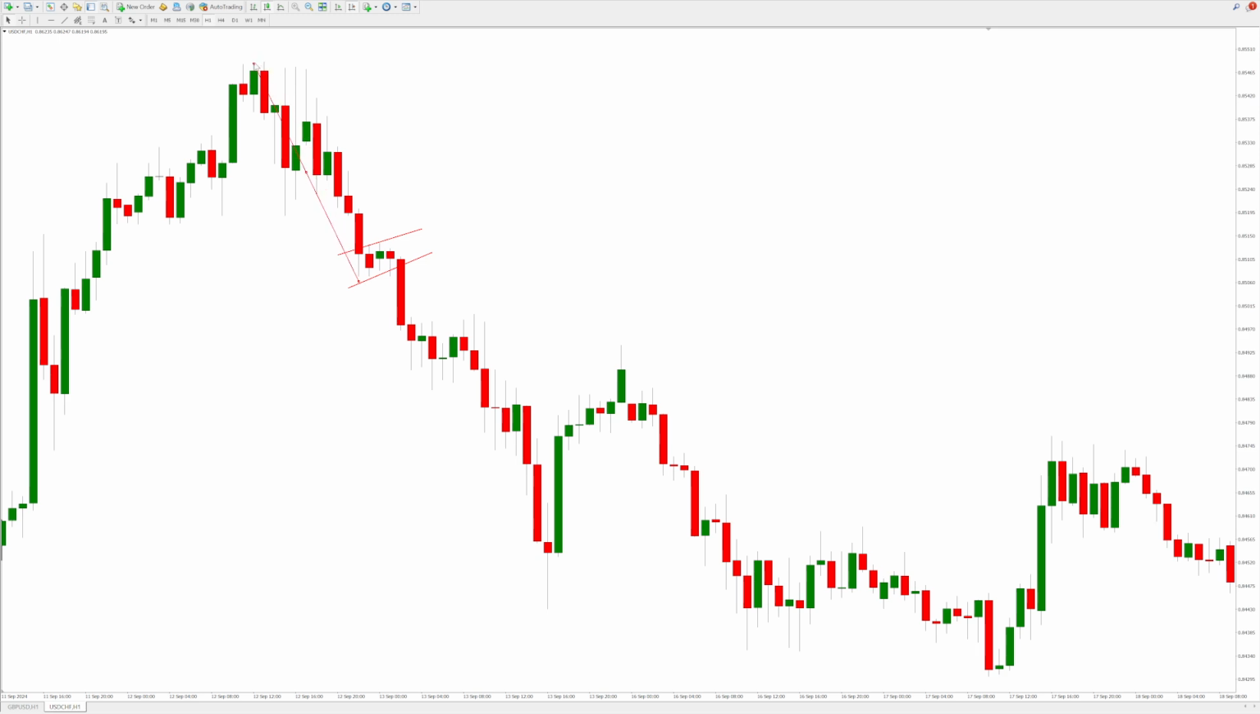There you go. You have the flag pole downwards for the trend. You have the actual flag itself. I'll draw you a nice little line there just so you can visualize it better. Basically an upside down flag. And you enter on the breakout. And the breakout is here.